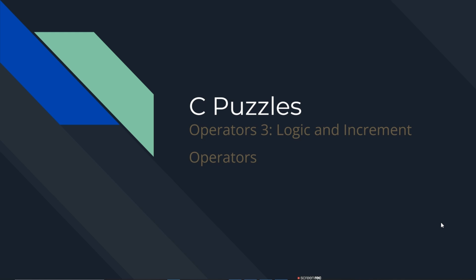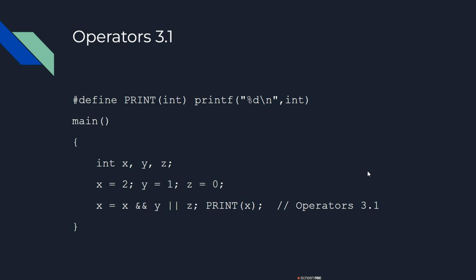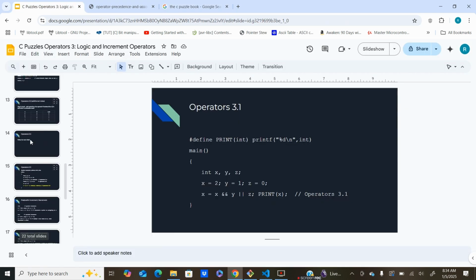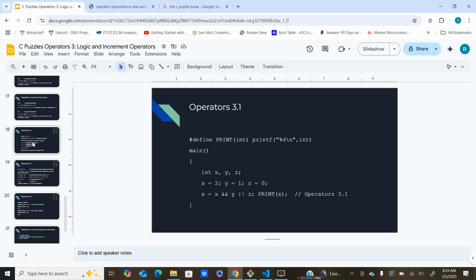Back to C puzzles. We are going to continue on with operators 3.3. For those of you that are following, we are doing puzzles from the C puzzle book by Alan R. Feuer. You can see here, this is the book that I am doing the puzzles from. Jumping right back through where we left off.